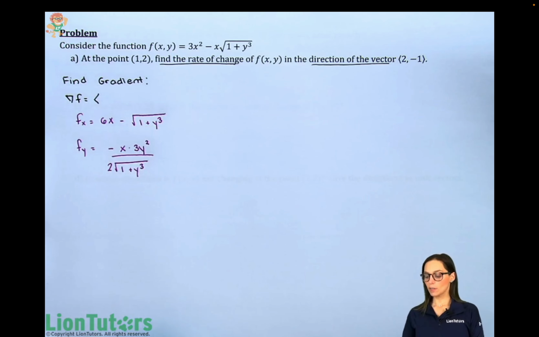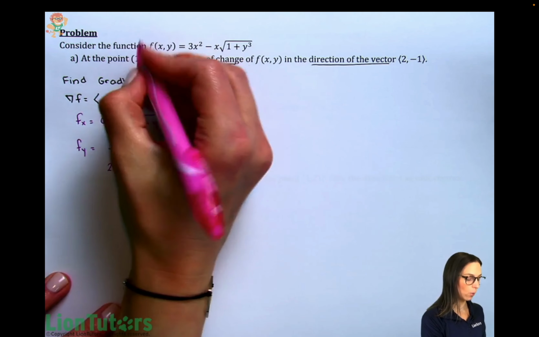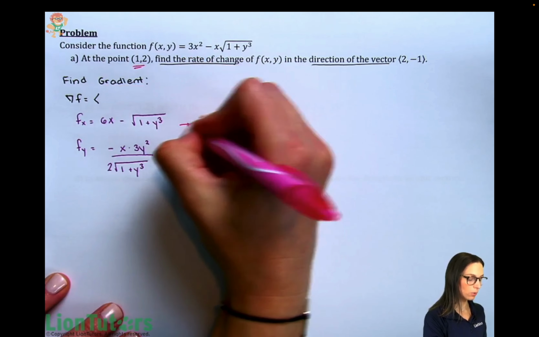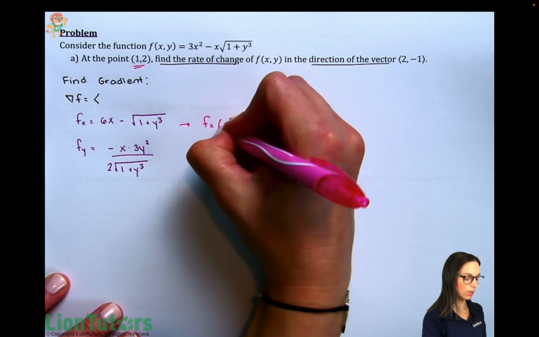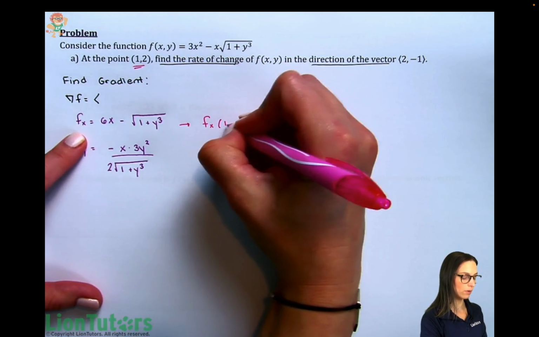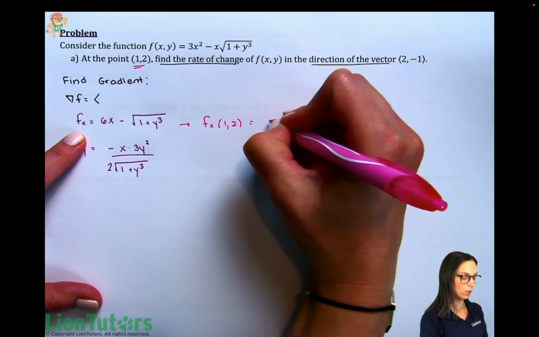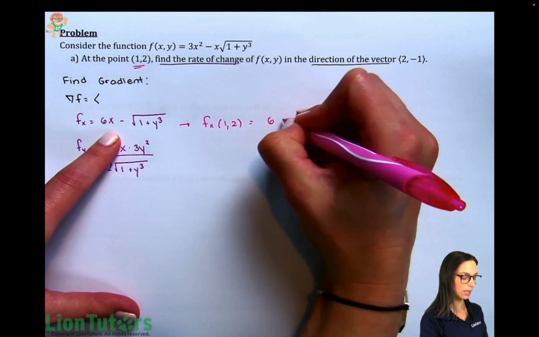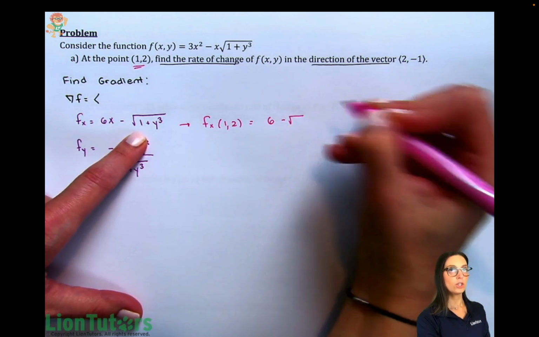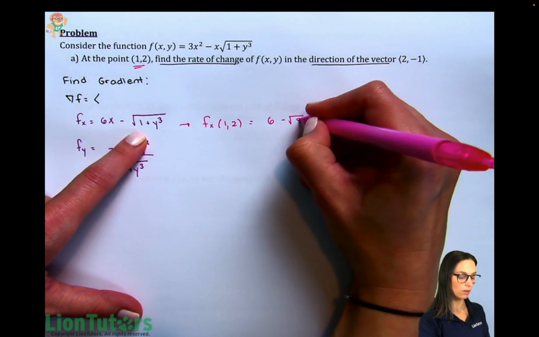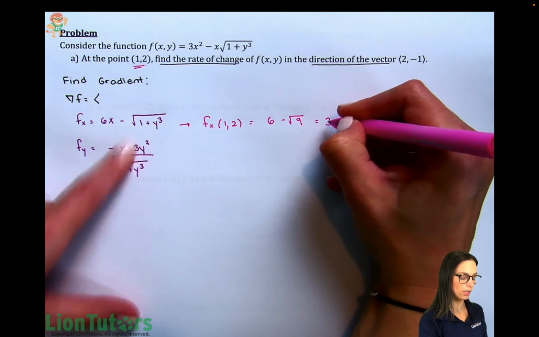Okay, what we specifically want to know is the gradient at a given point. We want to know it at (1, 2). So what I'm going to do is evaluate each of my partial derivatives at (1, 2). If I plug in a 1 for x and a 2 for y, 2 cubed is 8, 8 plus 1 is 9, so that'll give me 6 minus 3, which is 3.